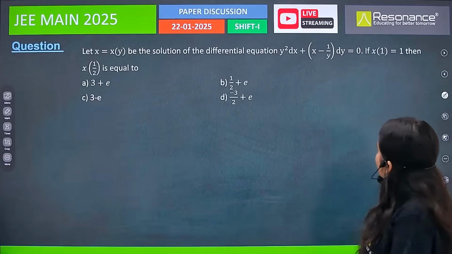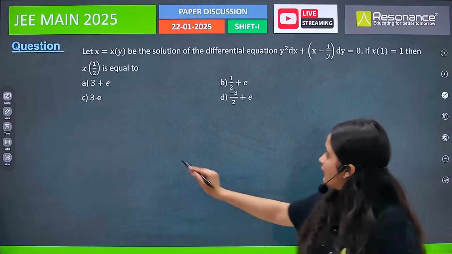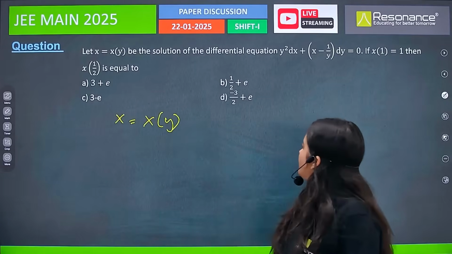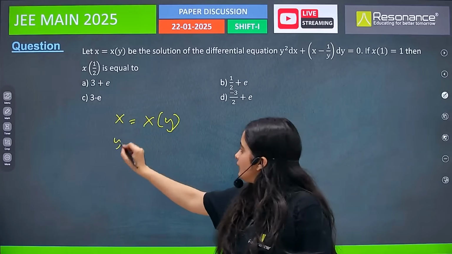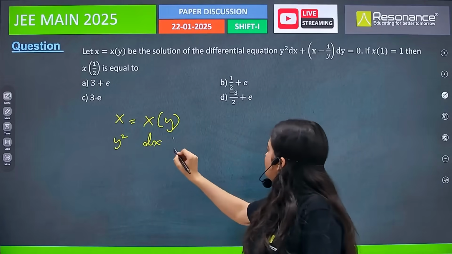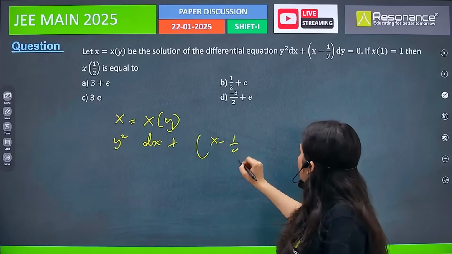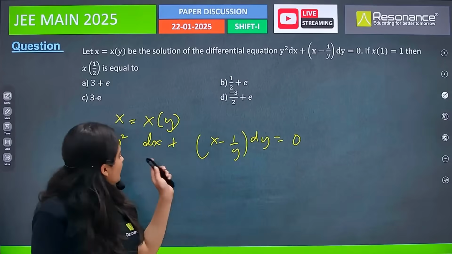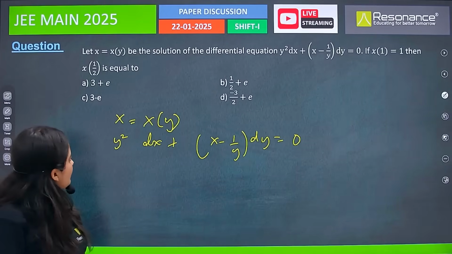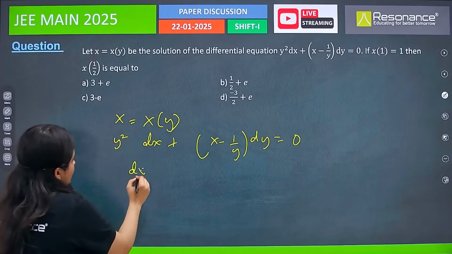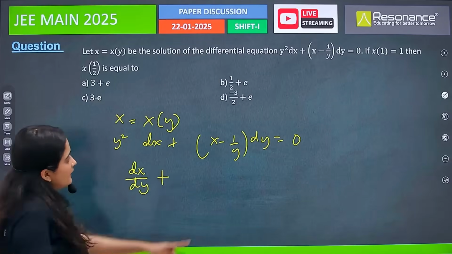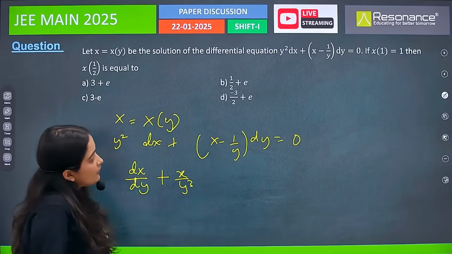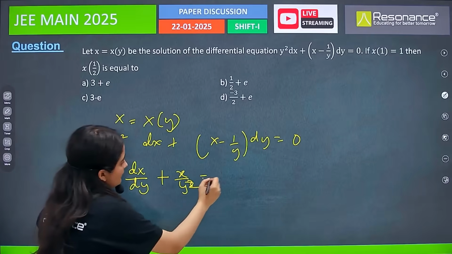Okay. So a differential equation question. You are given a differential equation where x is the dependent variable and y is the independent variable. Let's simplify this. y square dx plus x minus 1 by y dy is equal to 0. So now what I will try to do is divide this equation by dy and y square. So I will get dx by dy, y square cancels. Here dy will get cancelled, x by y square, 1 by y square, 1 by y cube. I am sending it to the right hand side.